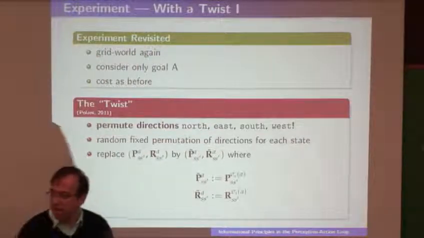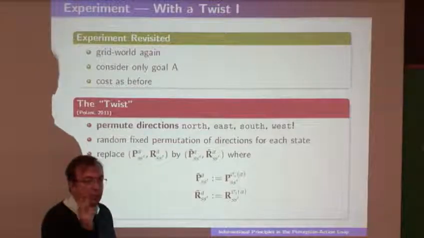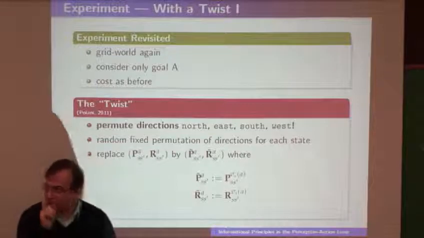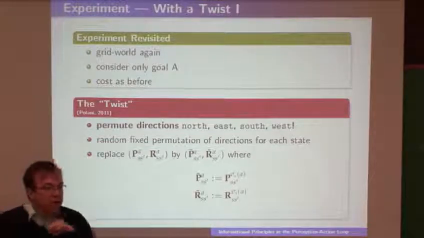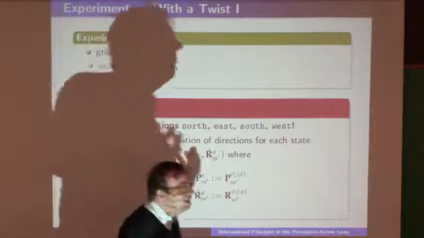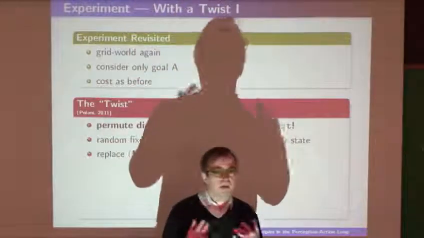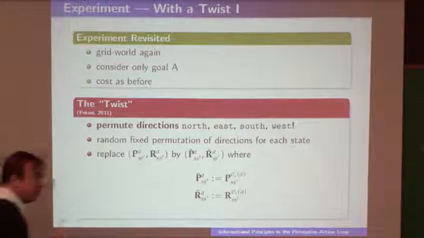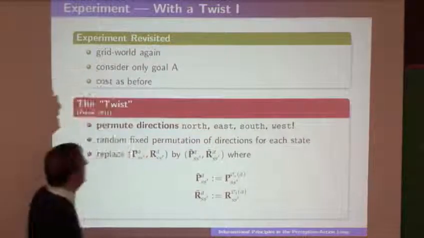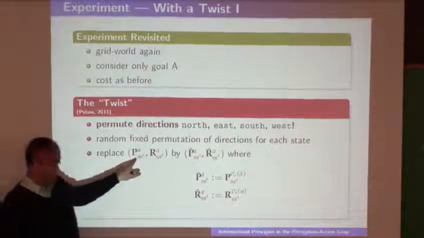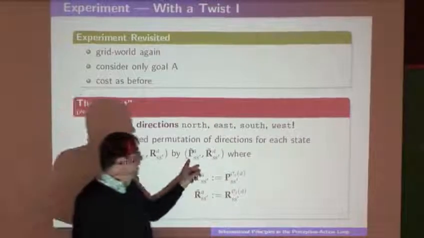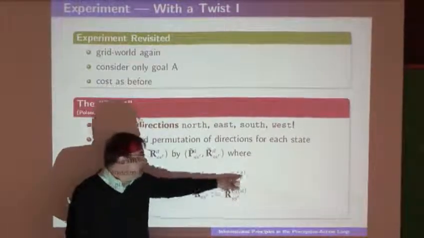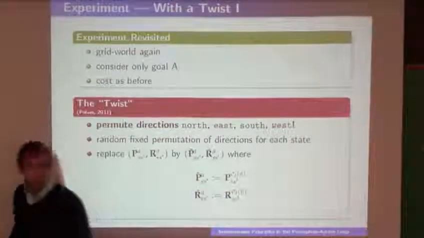I take the world and permute the directions for each location. Fixed. So when I create the world, every one of these transition points has a different meaning of north, east, south, and west. It's fixed. I'm not changing that during the simulation. It's just done when the world is created. So I replace the transition matrix P and R by some P tilde and R tilde. Basically, you just permute the actions. This is a permutation of what the action is doing.